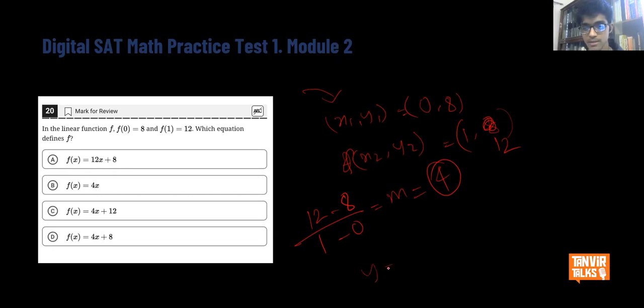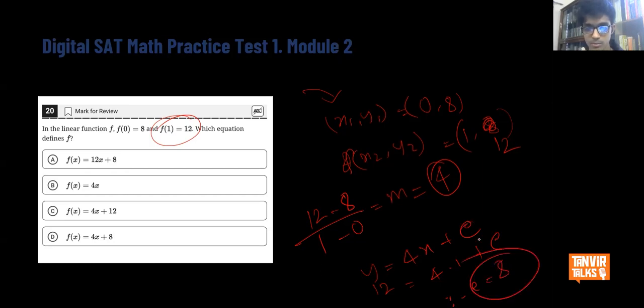So y is equal to 4x plus c. Now we take any one point and find the value of c. So 12 is 4 into 1 plus c. So what will the value of c be? The value of c will be 8. So the correct equation would be 4x plus 8. So that's the answer.